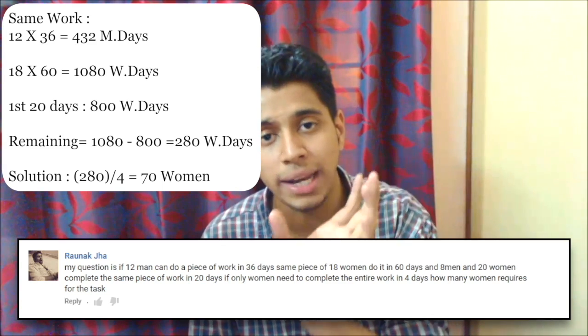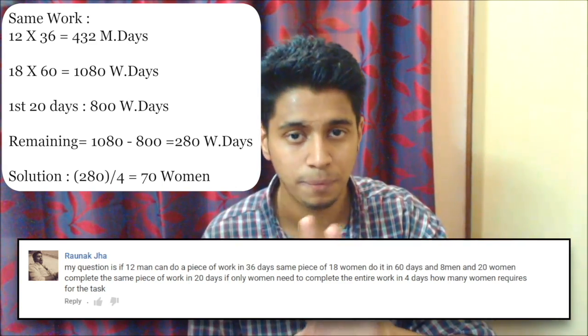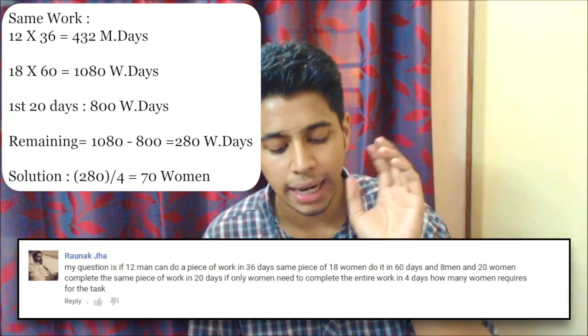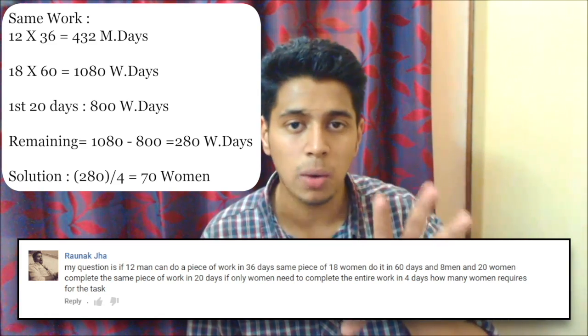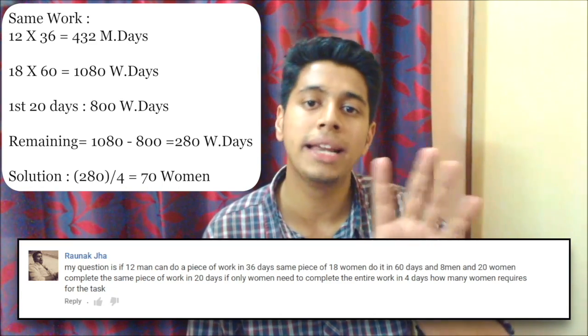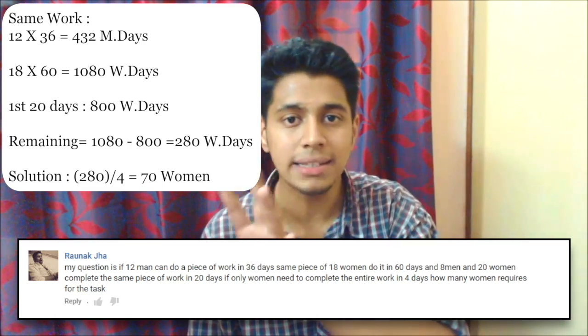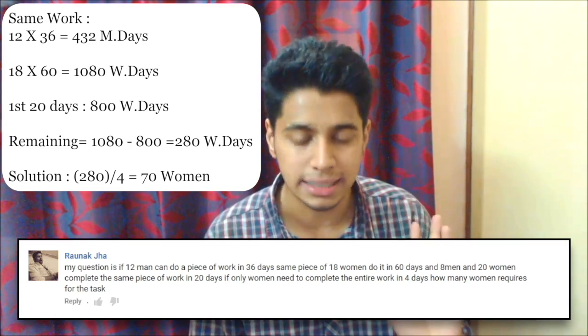That means 40 into 20, that is 800 women days are completed, right? But we know that in terms of women days, the time required is 1080. So in the first 20 days, you have 800 women days that have already been done. So the remaining work will be 1080 minus 800. So that is 280 women days.